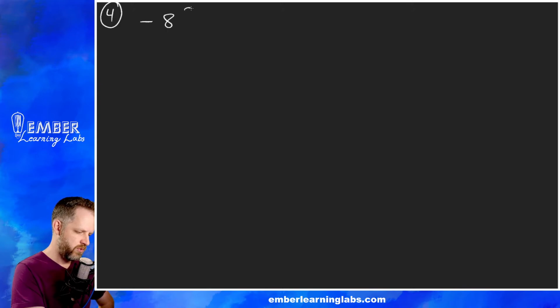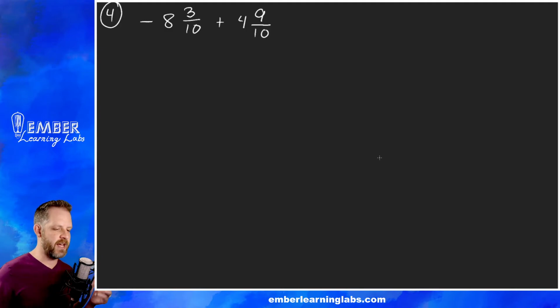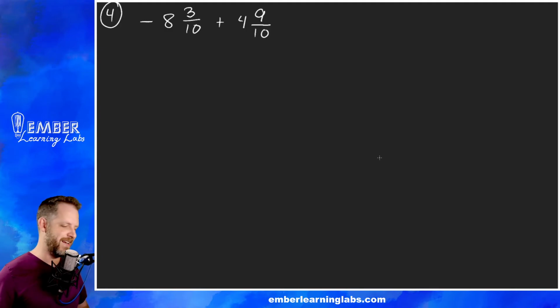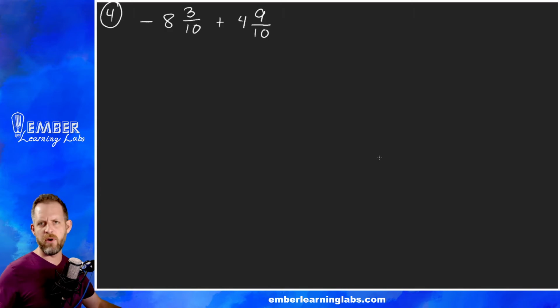Example 4, we're going to do negative 8 3/10 plus 4 and 9/10. This is a perfect example. This is exactly what I wanted it to be. It's almost like I planned it. I didn't, but it's almost like I did. All right, so we're going to stack them, and we're going to put the bigger number on top, and we're even going to put the minus on top, and that'll help us remember that the answer comes out negative at the end.